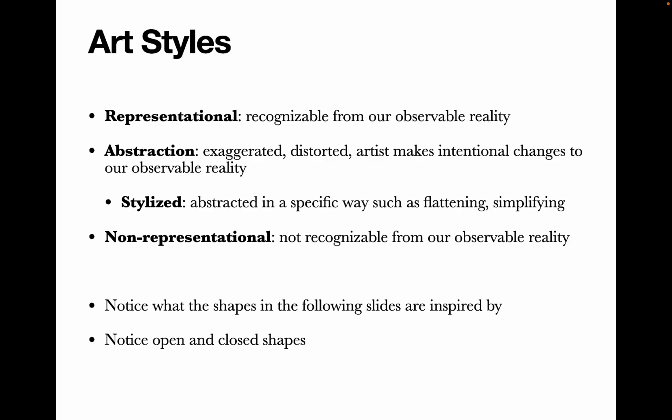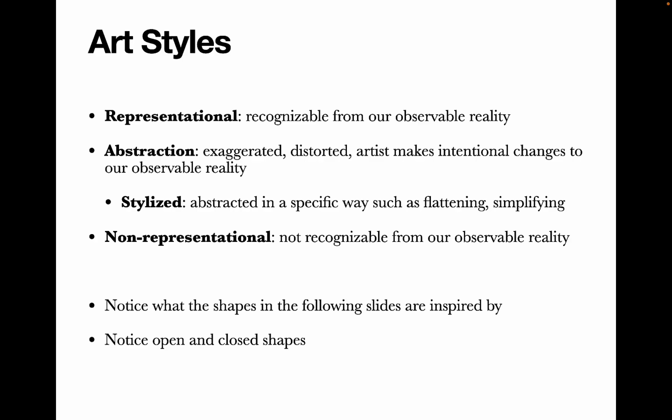So then an abstraction is something from our observable reality, but it's exaggerated or distorted in some kind of way. There's a lot of intentional changes made by the artist to abstract it. And a type of abstraction, I would say it's a type of abstraction, I don't know if everyone categorizes it like this, is if something's stylized. So it's a little more specific, like flattening it or simplifying it. It can be like a really graphic style. And we see it a lot in design when things are abstracted and stylized.